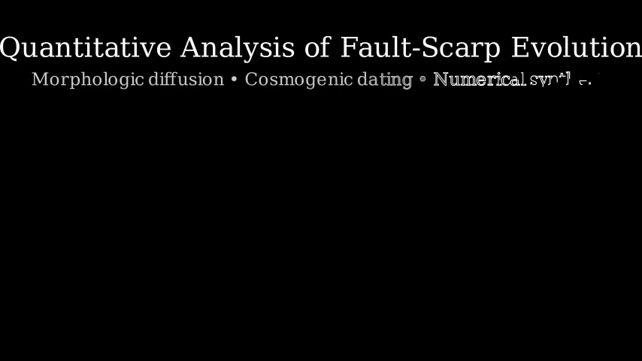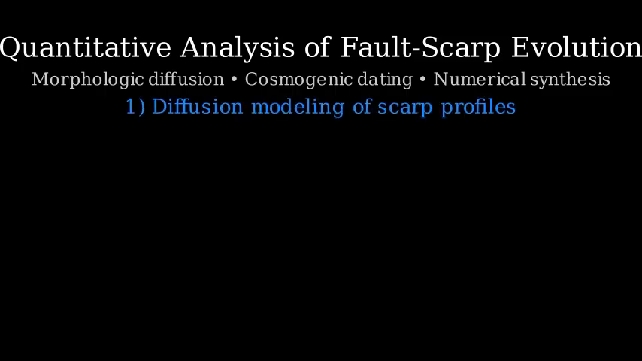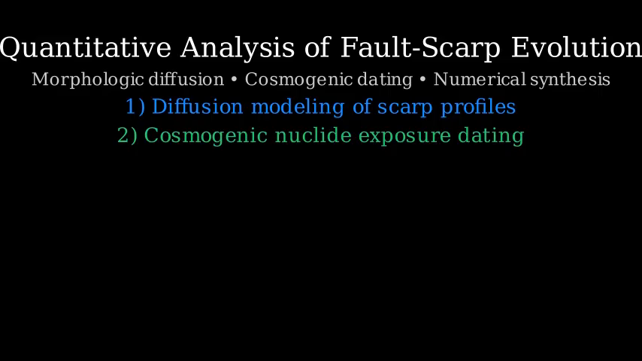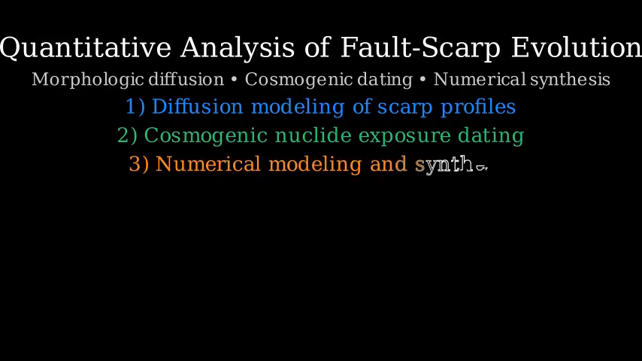Quantitative analysis of fault scarp evolution lets us turn landform shapes into timelines of earthquakes. We will build intuition with 3 pieces. First, a diffusion model that smooths scarps over time. Second, cosmogenic exposure dating that timestamps fresh bedrock scarps. And third, how numerical modeling and multiple datasets combine to infer slip history and hazard.